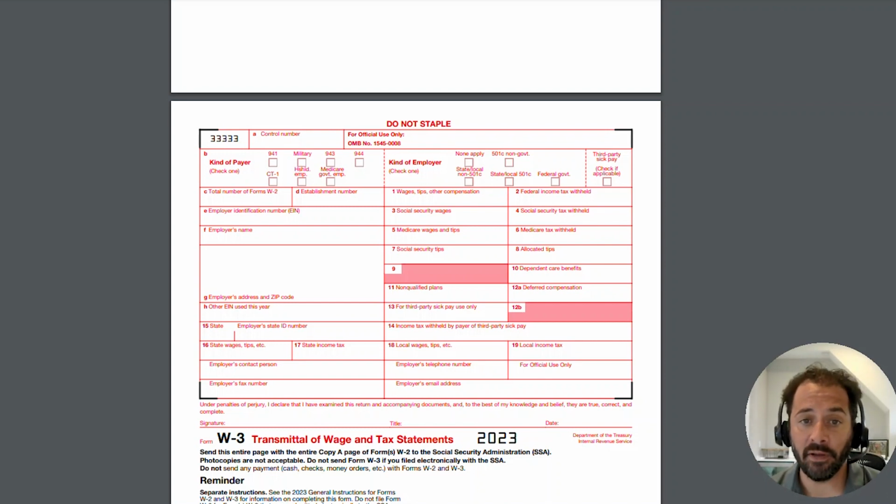You need to make a copy of this form and keep it with your records, and the IRS recommends retaining these copies for at least 4 years.